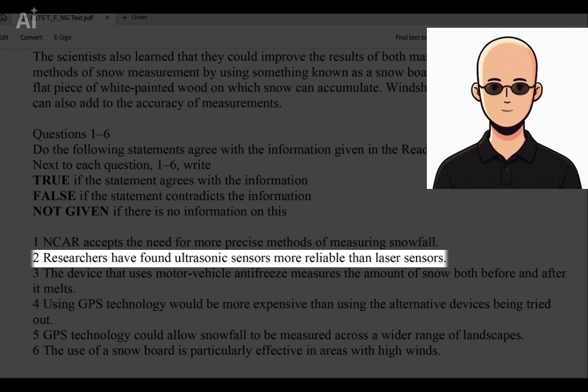Step 3. Cross-check. The text explains how ultrasonic sensors and laser sensors work, but note that there is nothing about how reliable each one is. There's no comparison of which one is superior. So the answer must be not given.